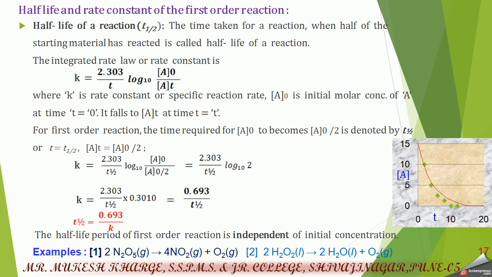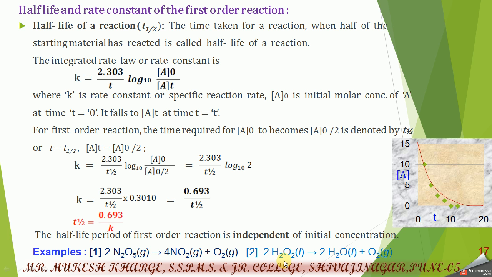Then, a question may be asked: write a short note on first order reaction with example. So which are the examples of first order reaction? 2N2O5 gas gives 4NO2 gas plus O2 gas. Another example is 2H2O2 liquid gives 2H2O liquid plus O2 gas. These are two examples, or it may be asked in a multiple choice question: these examples have dash order. So these are the first order reactions.